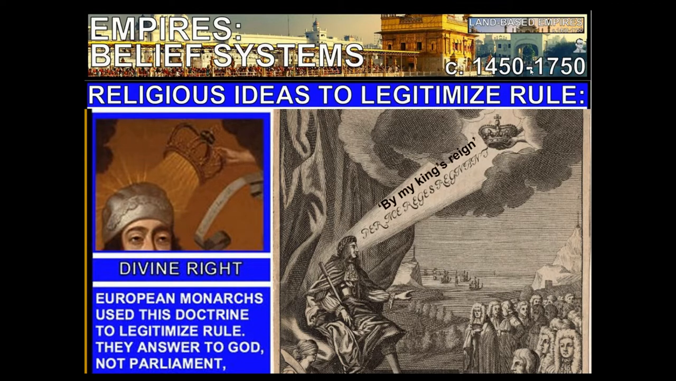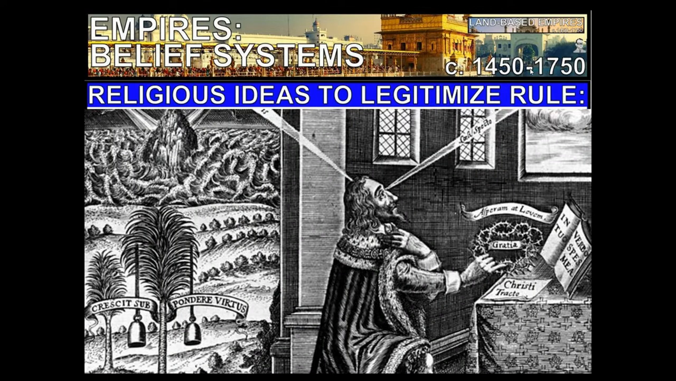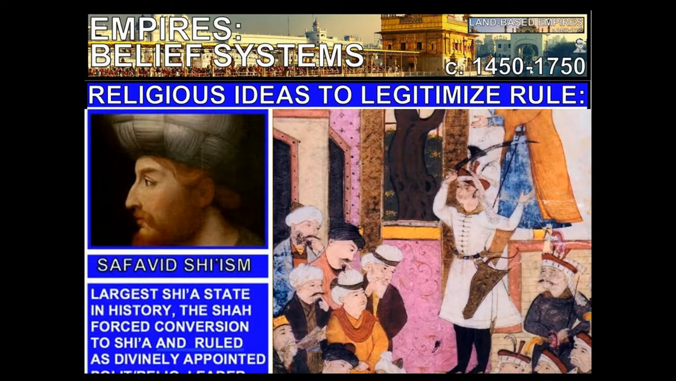So, as you can see from this picture right here, you can kind of see the influence of Latin, very much Roman Empire-esque, and you've got the influence of religion kind of solidifying where this rule comes from. All right, so on the other side, we've also got this influence of Safavid or Persian Shiaism. And the largest Shia state that's ever existed in history was the Safavid Empire.